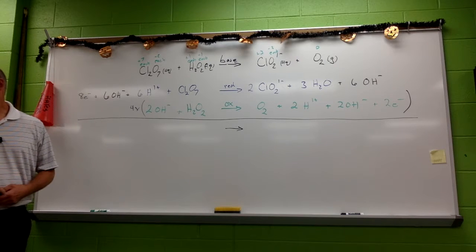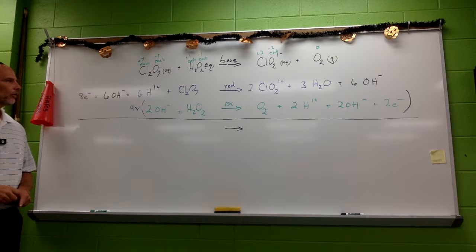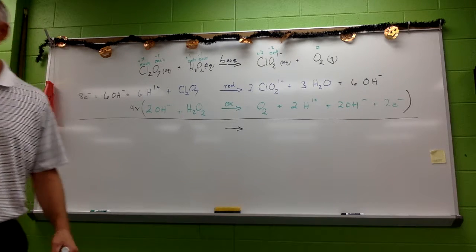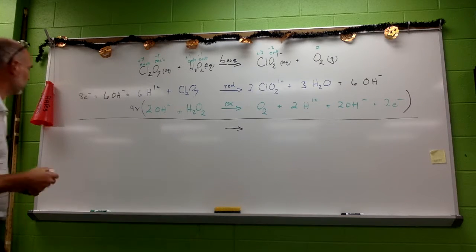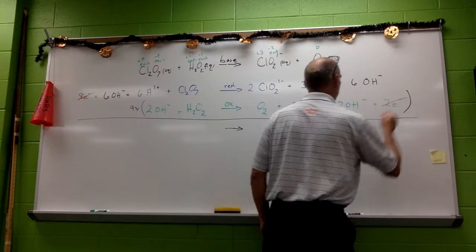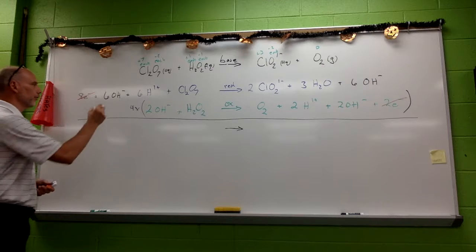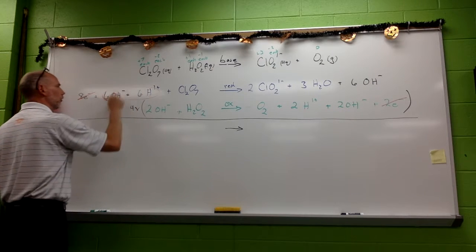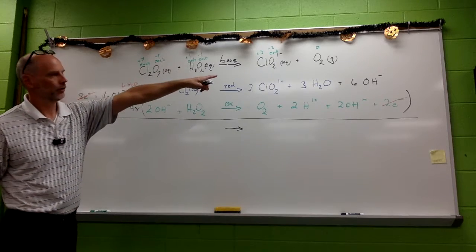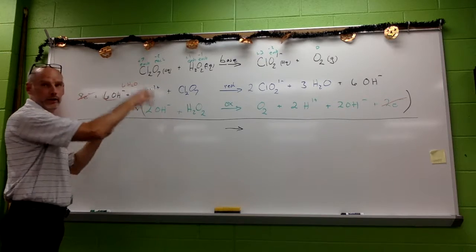Now, again, I like to get rid of the waters and the hydroxides that might appear on multiple places. As you know, the electrons are gone. We don't have to worry about those. We already took care of that. How about waters? Here we have 6. Over here we have 3. Oh, okay, I see what you did. You did the whole thing.